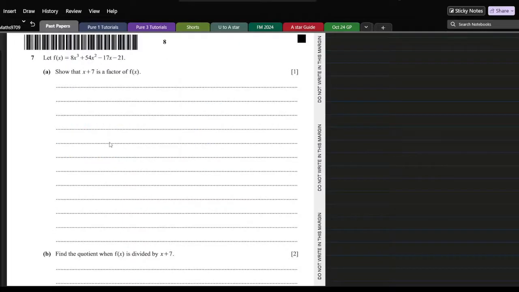Number 7. Let f of x equal 8x cubed plus 54x squared minus 17x minus 21. Part A. Show that x plus 7 is a factor of f of x.